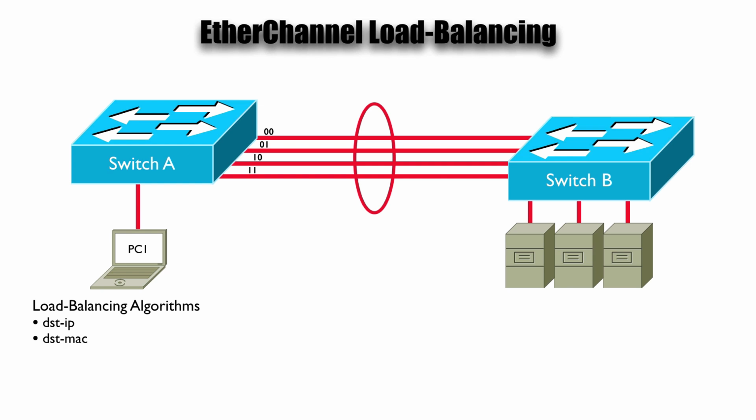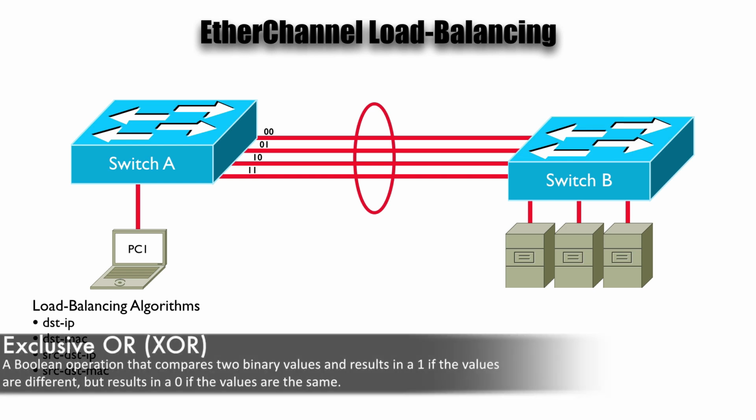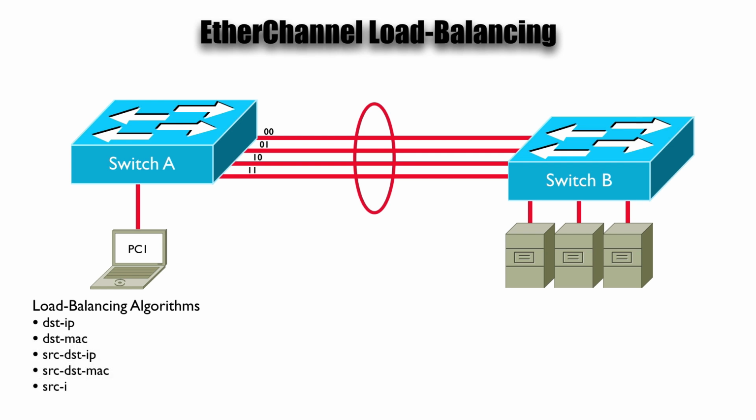We could make our decision based on a destination MAC address, but instead of having a decision made on just the destination or just the source, I prefer to mix it up a little bit. I like to combine both source and destination and look at the source and destination IP addresses or the source and destination MAC addresses. What happens is the switch will perform a Boolean operation. It will do an exclusive OR between the last bits in the source and destination MAC addresses or source and destination IP addresses. And the result of that exclusive OR operation determines which physical path is going to be used. And just like we could use a destination IP address or a destination MAC address, we could look at just the source IP or just the source MAC address.